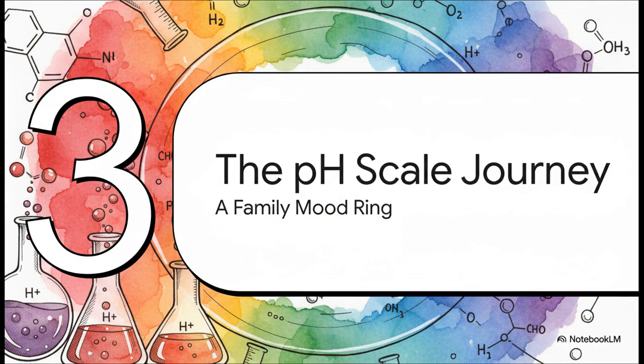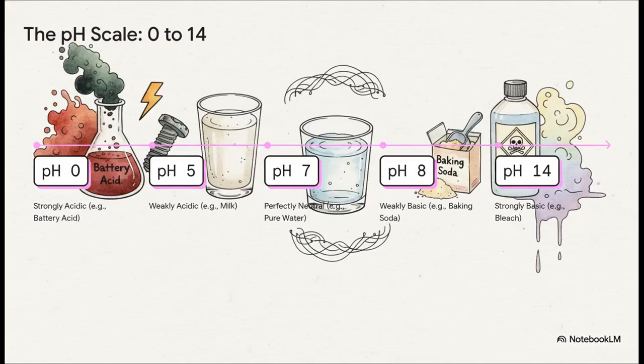So, okay, we know what they are, but how acidic or how basic is something? How do we measure their strength? Well, for that, we've got something called the pH scale. And I love this analogy. Think of it like a family mood ring for chemicals. It tells you exactly the personality of a solution. So let's take a little journey down this scale.